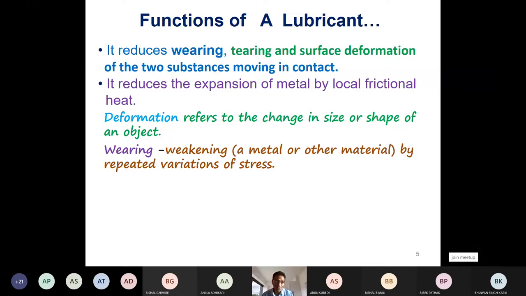Deformation, then I have given the meaning of different terms at the bottom of the slide. Deformation refers to change in size or shape of an object. Wearing, weakening is loss by using.